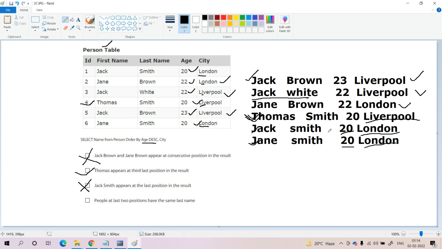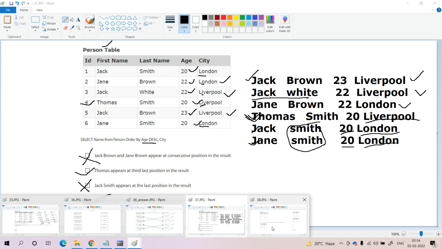Yes, definitely. In the last 2 positions, we are unable to decide who will come first, but if you consider the last names of the 2 persons, we are getting the same name, Smith only. So that's why the last option is also correct. Out of all the 4 options, the right options are second and fourth. Now let me go to the next question.